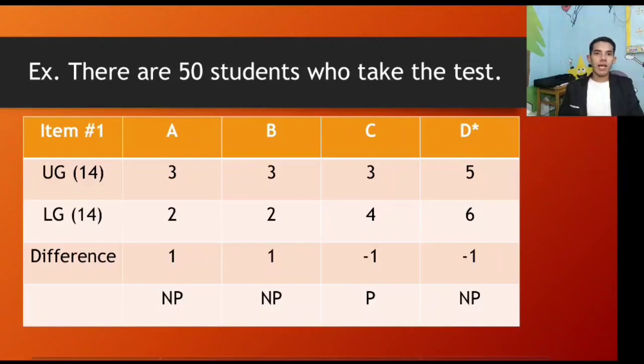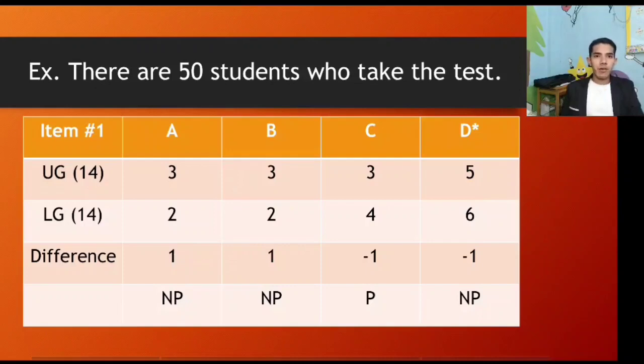So, for example 1, there are 50 students who take the test. A, B, C, and D are what we call alternatives. Alternatives or options lang lahat yan. Knowing that our alternatives have two types, yung tamang sagot, which is the response, and yung A, B, C dyan, or yung mga maling sagot, are what we call decoys or distractors.